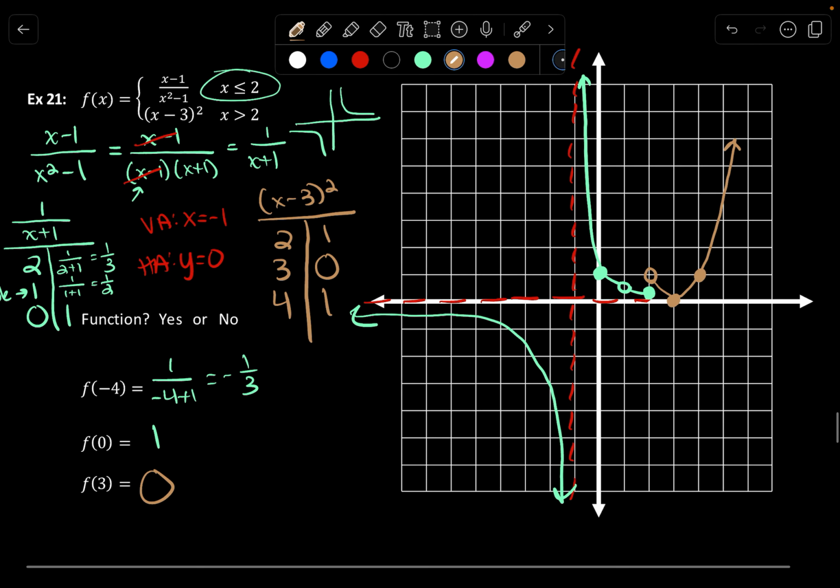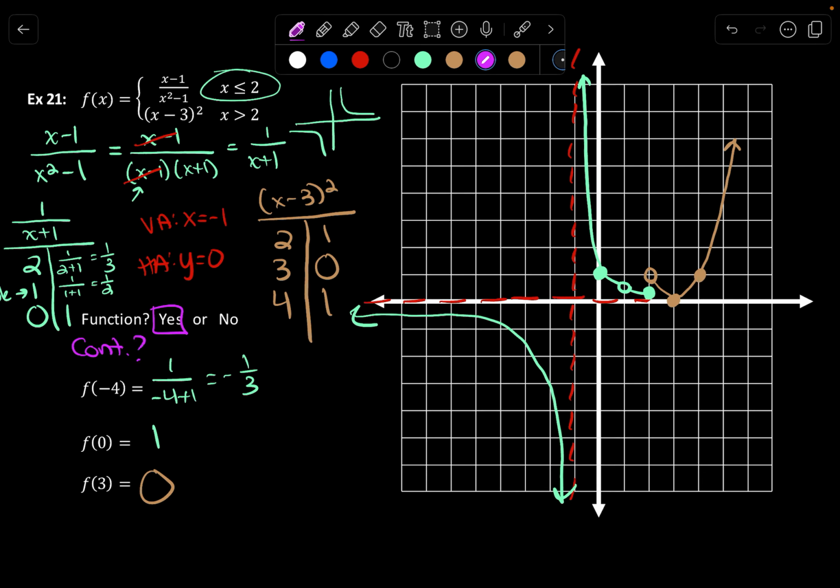And then something I missed: is this a function? This is a function. Every single x value has at most one y value. Even though we have the hole and the asymptotes, this is still a function, all right? In order for it to be a function, one x value cannot have more than one y value, or it can be absent. Is it continuous? With that asymptote, definitely not. The vertical asymptote.